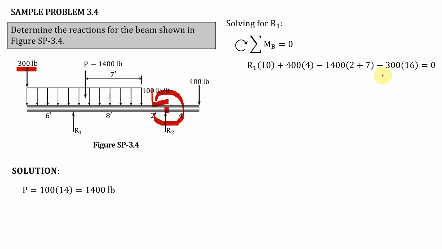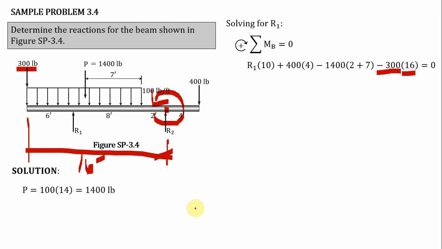Okay? So therefore, minus 2. Okay, so minus 300, what is the moment arm of the 300 pound? That is the moment arm. Okay, that is equivalent to 2 plus 8, that is 10, plus 6, that is 16 feet. So that's why, class, minus 300 times 16 feet. Okay, and we have now included all the forces, class.